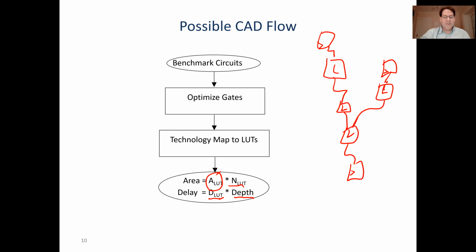What's my depth? Actually, I'll ask you guys this. What is the logic depth of this circuit that I've drawn? So anybody who can figure this one out, type it in the chat. It's a small integer. Yeah, so it's 3. The longest path between registers in terms of just counting LUTs is here, and it's 3.